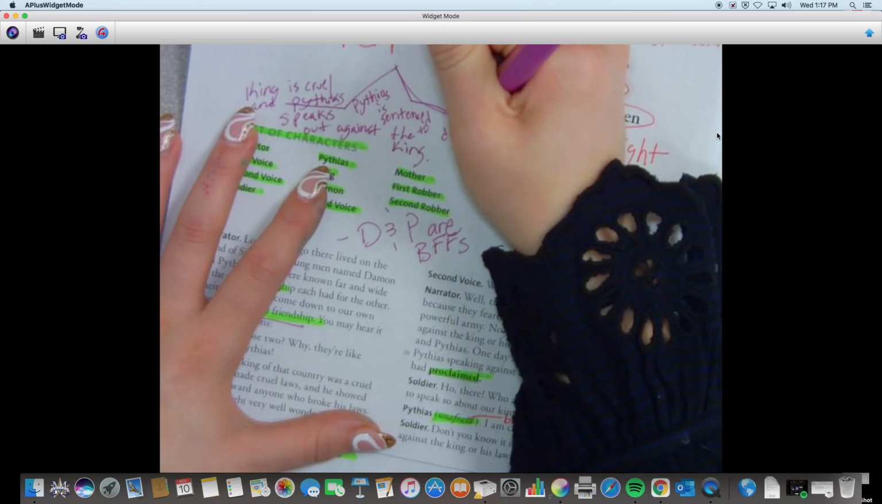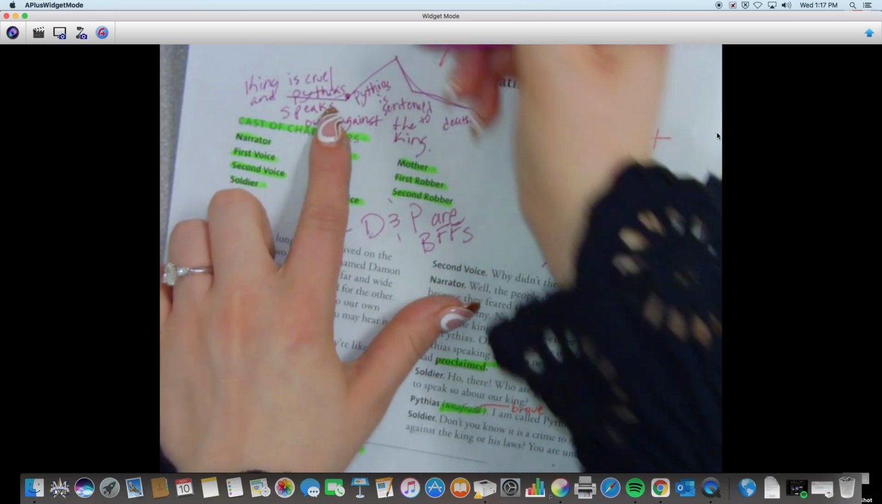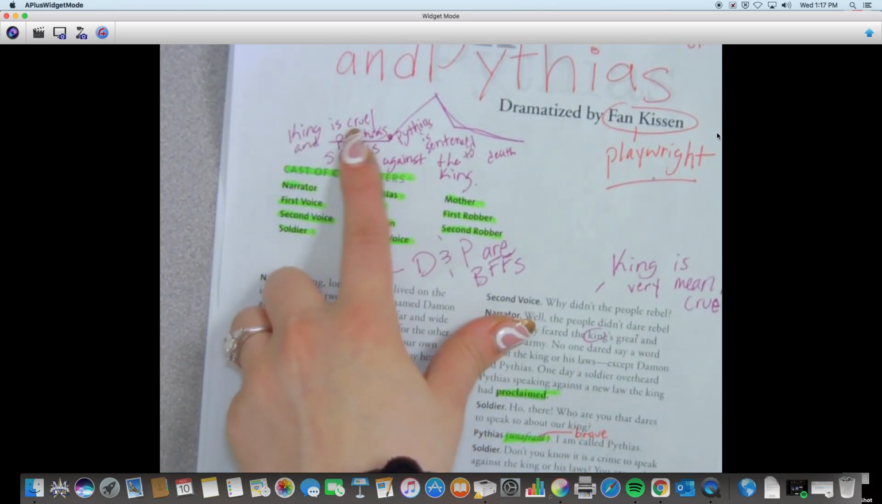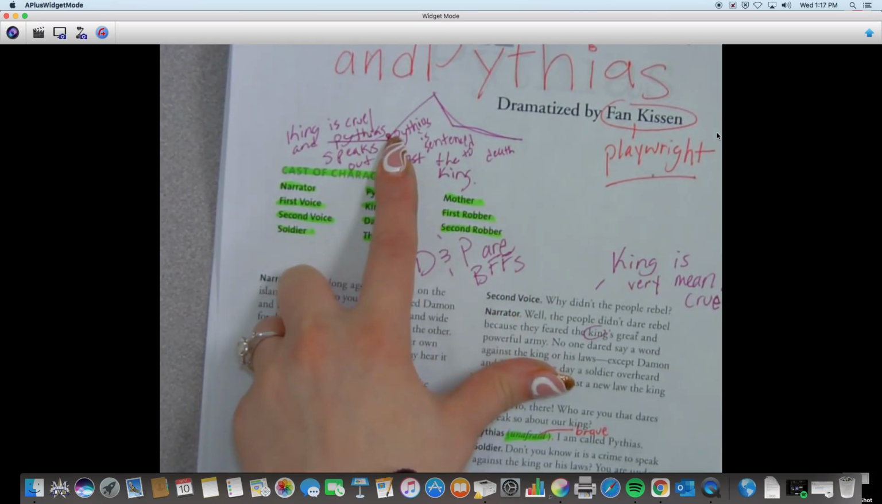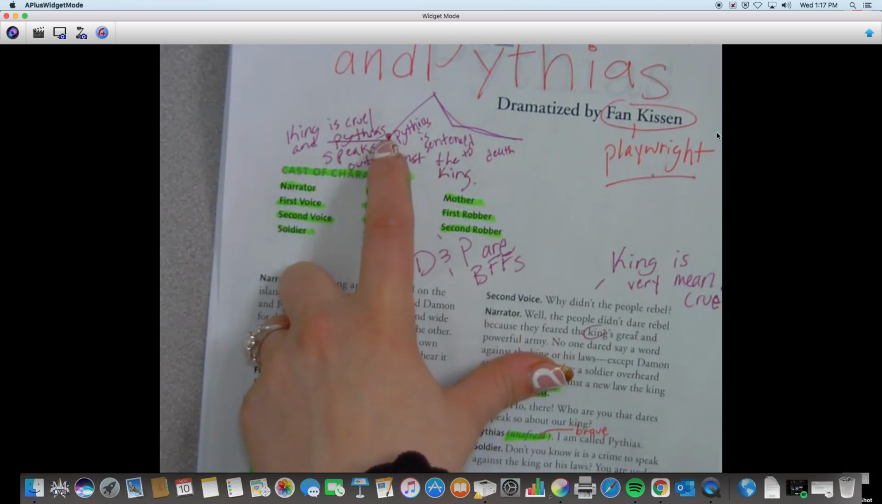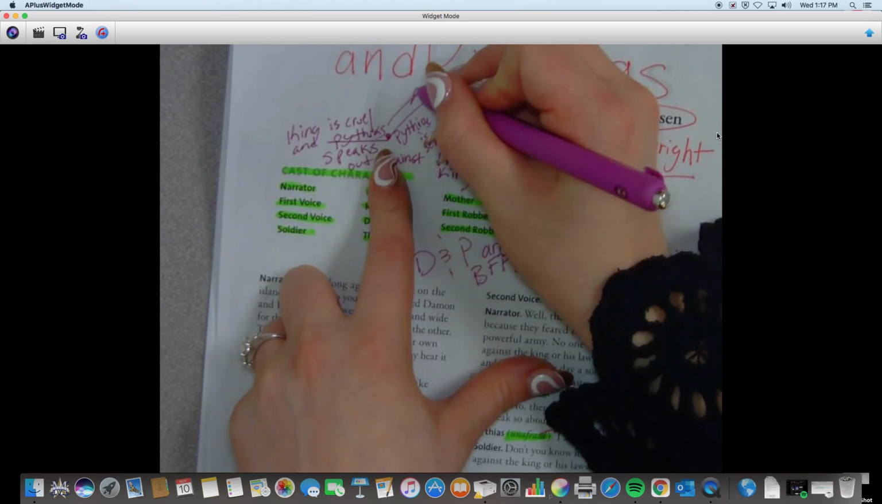Okay. So we're right here in our plot, right? We have our exposition. Now we're in our plot. So now we're in the conflict. So now we're starting to go into the rising action of the story.